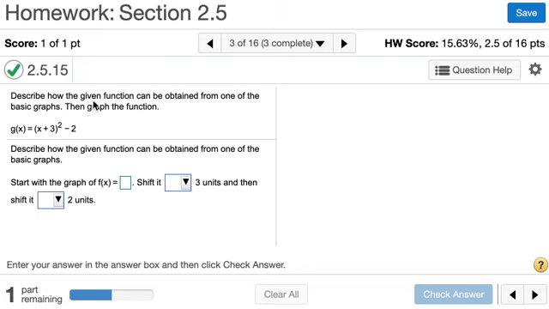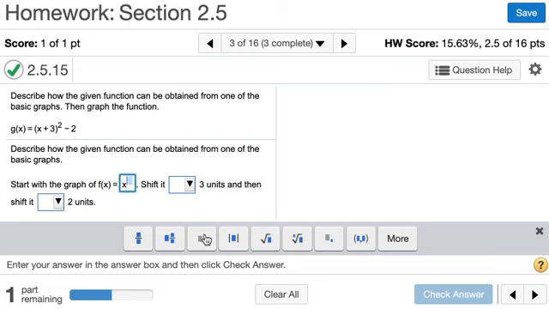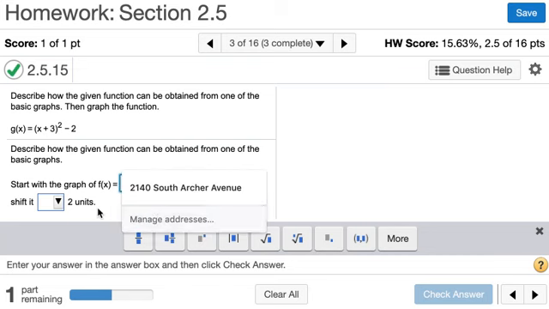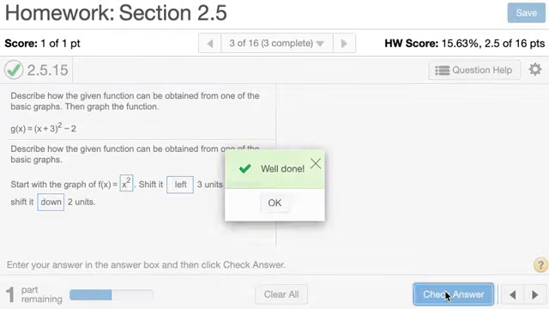So it says, describe how the given function can be obtained from one of the basic graphs, then graph the function. So we're starting with which graph? What is our parent function? And so the parent function is definitely the quadratic function or the squaring function. So it should say x squared. It is shifted 3 units, which way? Because this is a plus sign, it's shifted to the left. And then it's shifted 2 units down. All right. So that's the first part of the question.